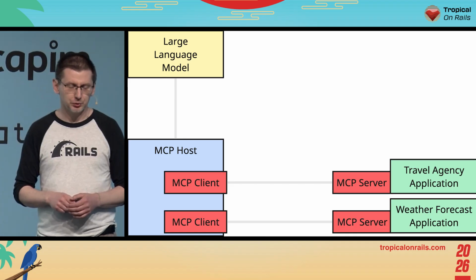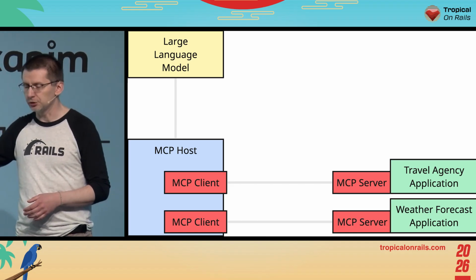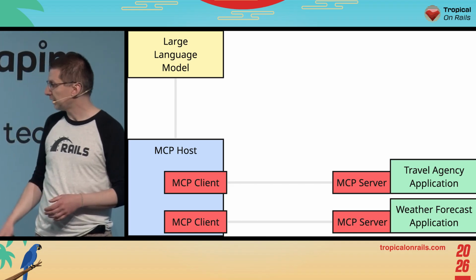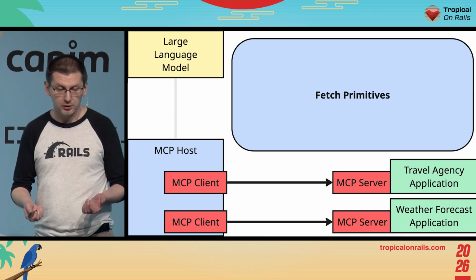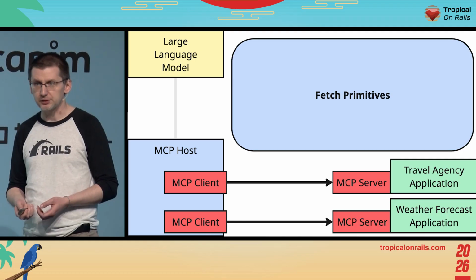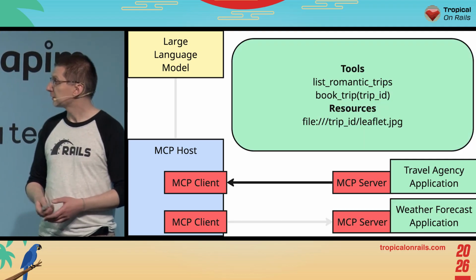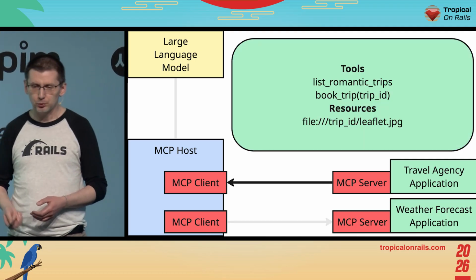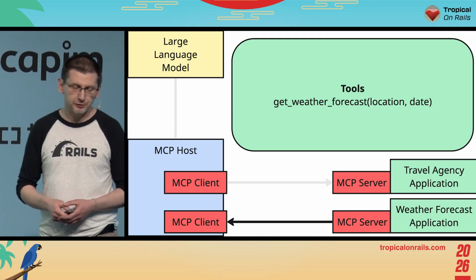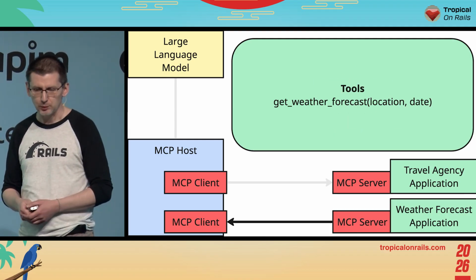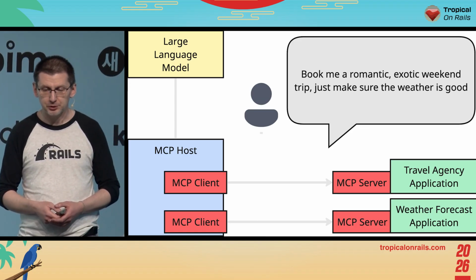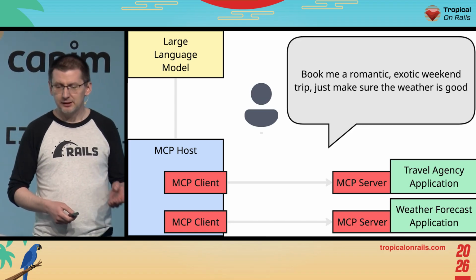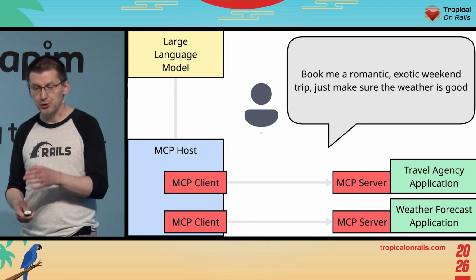Our MCP host has already two servers configured, travel agency application and weather forecast application. When we start, we first fetch primitives from all the servers. First, travel agency application returns some tools, some resources, then weather forecast application returns a tool as well. Now, a user enters with a prompt: "Book me a romantic, exotic trip, just make sure the weather's good."